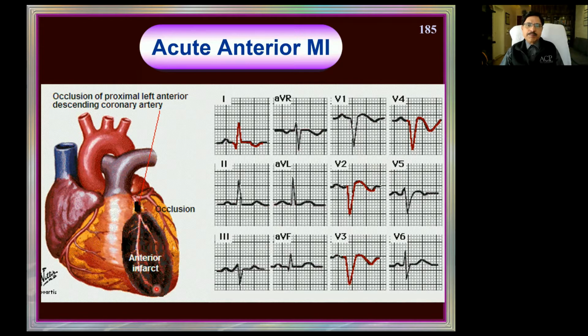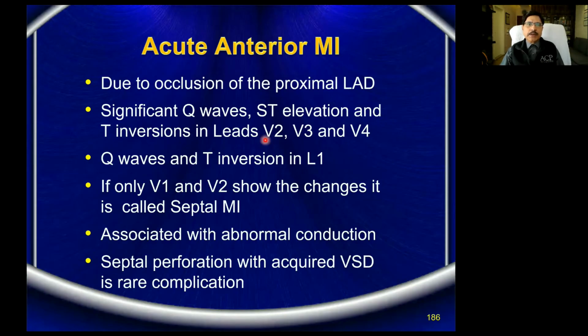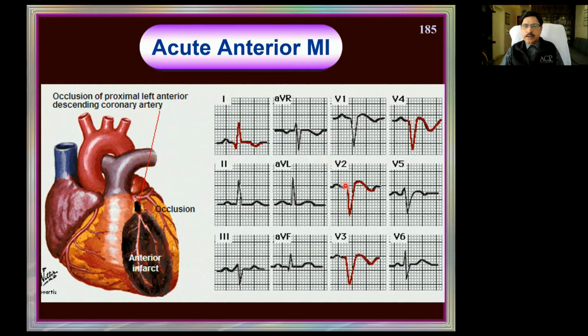What is the culprit vessel? Left anterior descending artery. LAD major part or one of the diagonal, first diagonal branch or any one of them. So occlusion of the proximal LAD results in a picture like this: significant Q waves, ST segment elevation and T inversions in leads V2 and V3. What are the Q waves in lead V2? This is actually a QS complex because there is no R wave. The entire thing is called a deep Q wave or a QS complex. And there is widening also, because there are how many small squares? More than 3 small squares. So there is also widening.